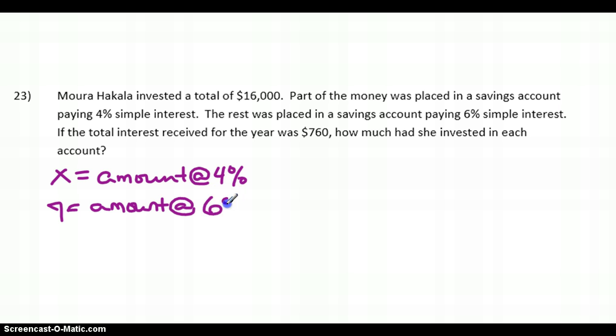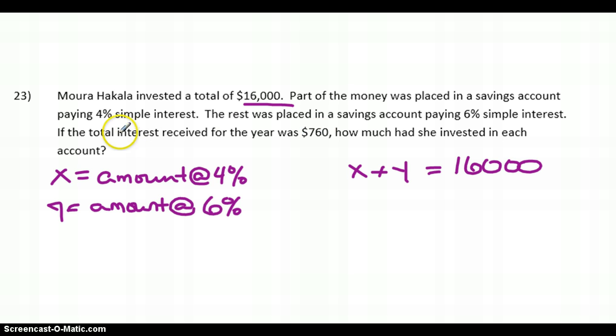Okay. So, I know that altogether I want to invest $16,000. So my total of x plus y has to equal $16,000. That's my first equation. Easy as that.